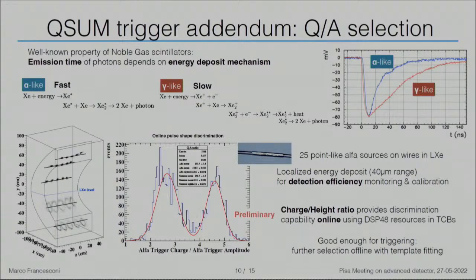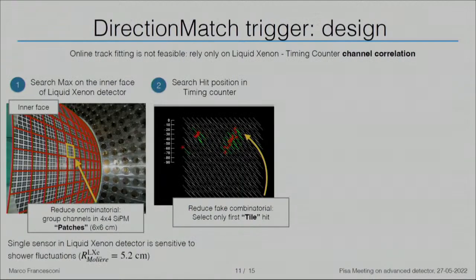And all of this can be done at trigger level, and we can select the events with the Q over A selection smaller, and therefore increase the samples of alpha particles and reduce the gammas that we don't want.